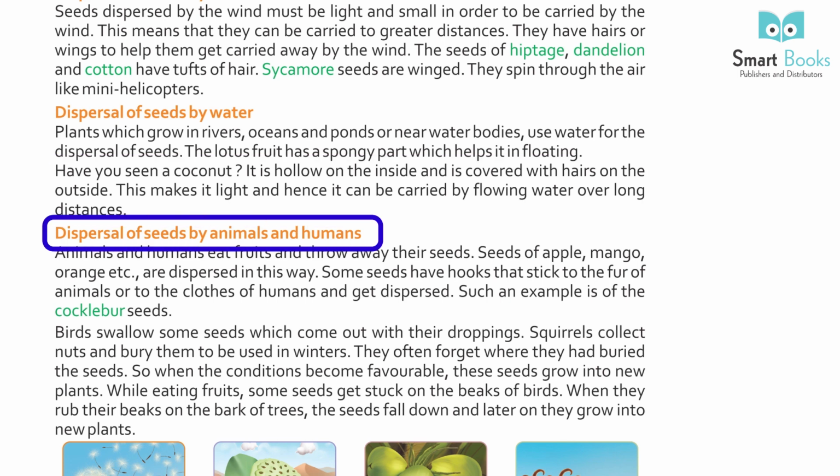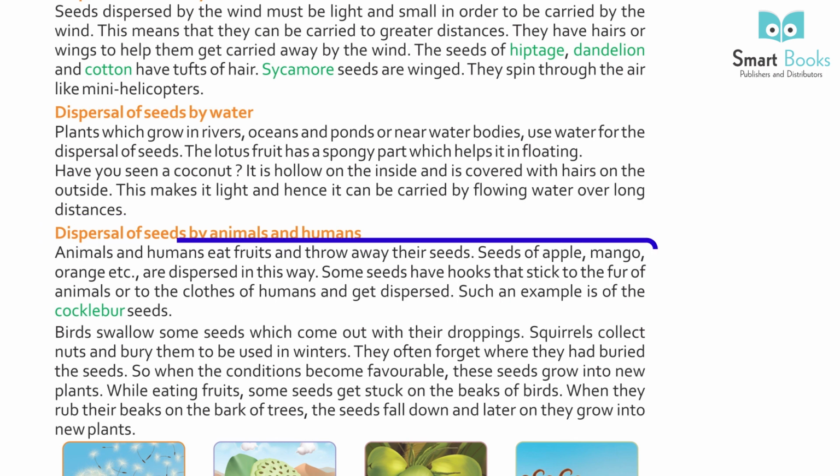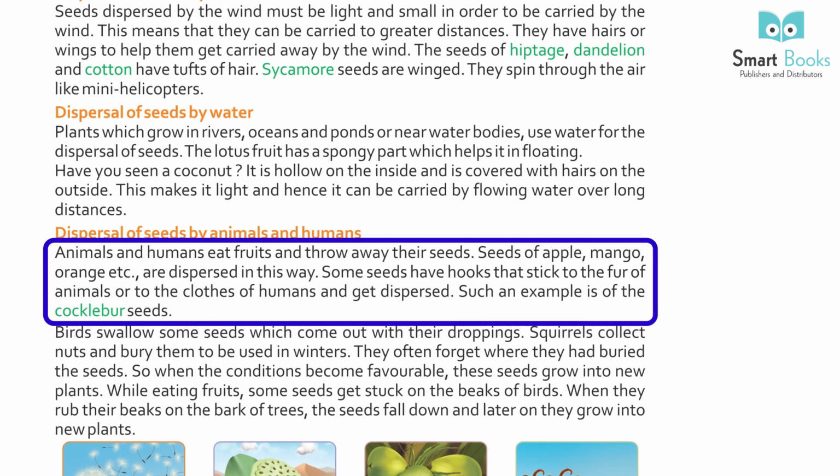Dispersal of seeds by animals and humans. Animals and humans eat fruits and throw away their seeds. Seeds of apple, mango, orange, etc. are dispersed in this way. Some seeds have hooks that stick to the fur of animals or the clothes of humans and get dispersed. Such an example is the cockleburr seeds.